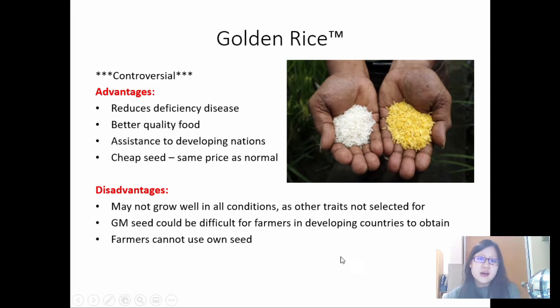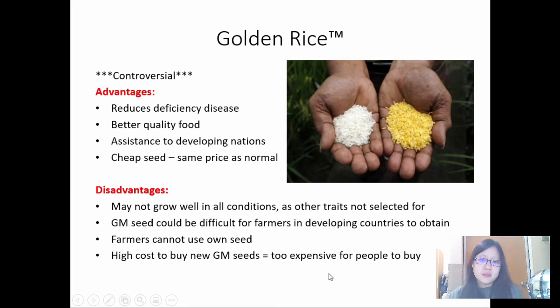And farmers, because it's trademarked, technically can't use their own seed. They have to buy it again and again, or ask for permission in order to grow it again. And it's a high cost if you want to buy it again and again, because farmers usually just grow back with the seeds they own, but now whatever seeds are produced belong to the company.